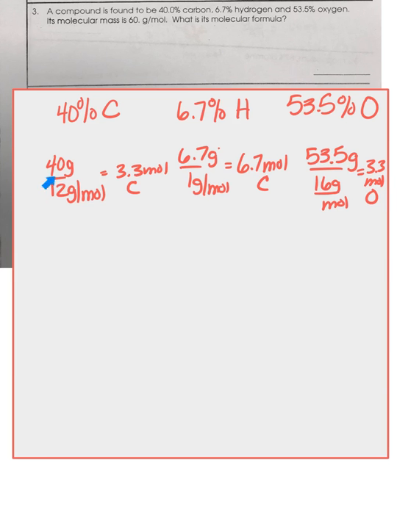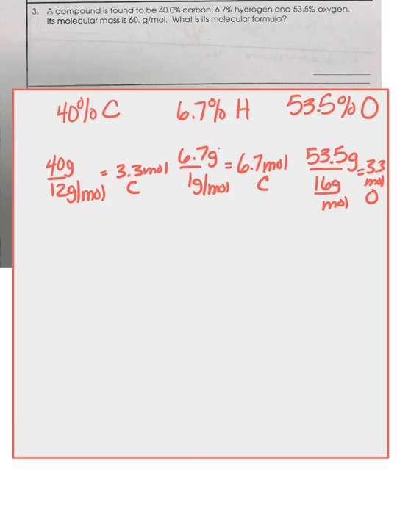So here we have step 1 where I took the percent and made grams. I divided by the gram formula mass of each individual element. So carbon is 12, 40 divided by 12, I got 3.3. 6.7 divided by the gram formula mass of hydrogen, which is 1, gave me 6.7. And 53.5 divided by 16 grams per mole for oxygen gave me 3.3.